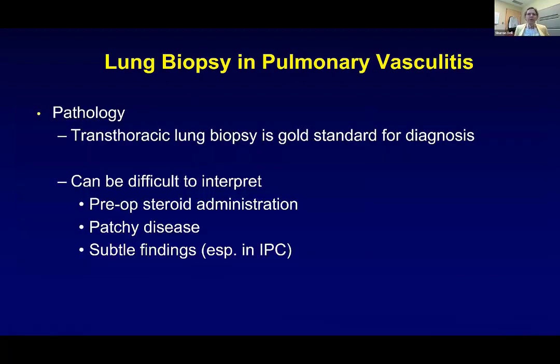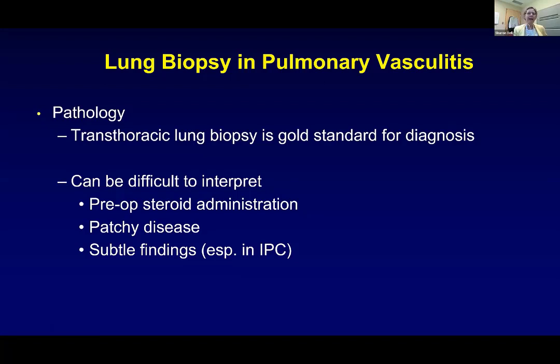So if you do end up doing a lung biopsy, an open lung biopsy is the gold standard for diagnosis, but it can be quite difficult to interpret because sometimes in children that have life-threatening diffuse alveolar hemorrhage, we've given them high-dose steroids to save their lives, really, before we've thought about doing a lung biopsy, and that may actually obscure your ability to make a diagnosis. The other thing is that vasculitis is always a patchy disease, whether it's in the lungs or the kidneys or the skin.